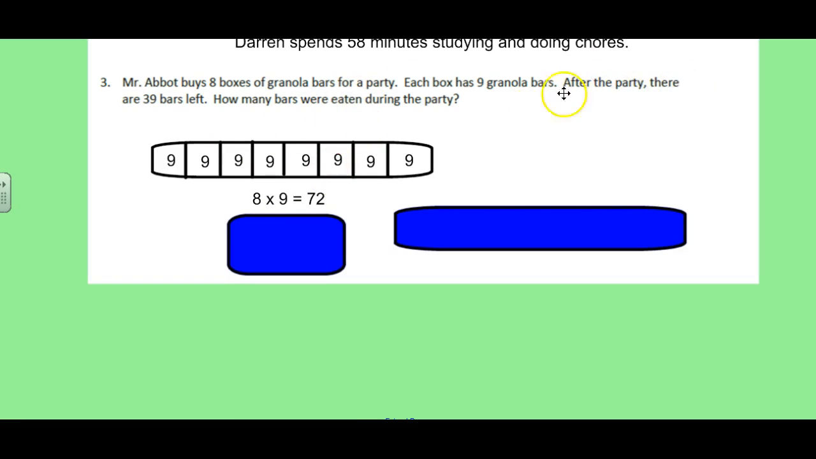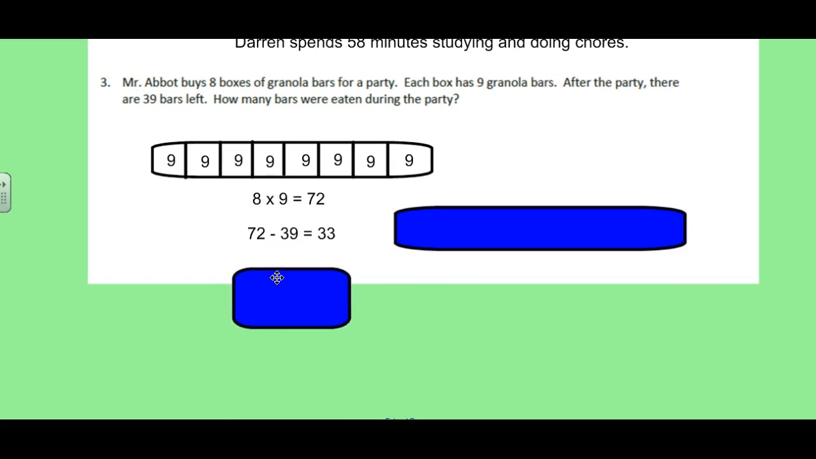So now I've got to look at the next part of the problem. After the party, there are 39 bars left. So he started the party with 72 bars, and now he has 39 bars left. We are trying to figure out how many bars did get eaten during the party. So what do you need to do with 72 and 39 to help you figure that out? I want you to write that equation on your problem set to figure out how many bars got eaten during the party. And then I do want you to go ahead and write your answer to this problem in a sentence. So push play whenever you're ready to check.